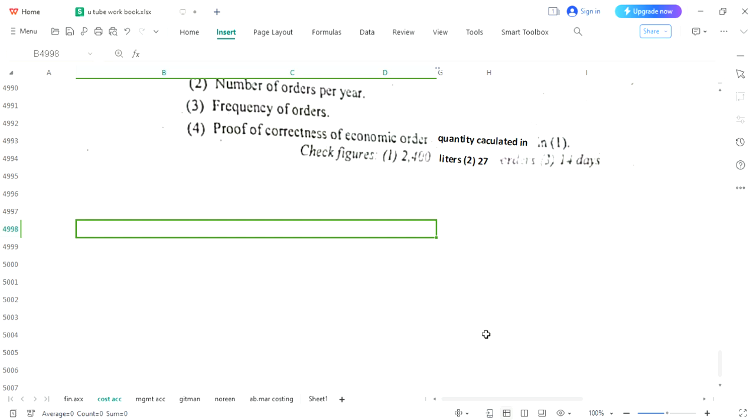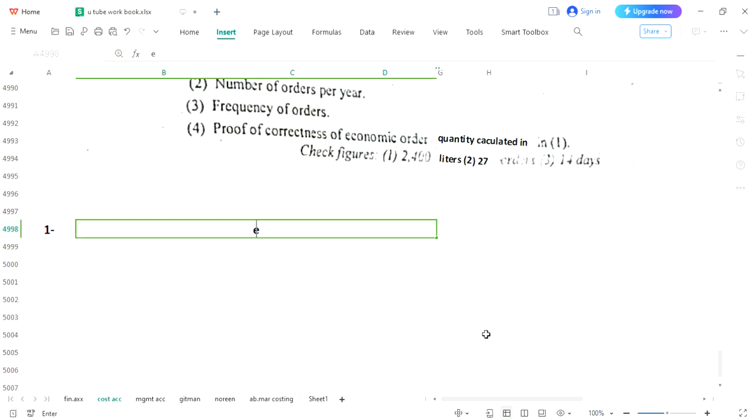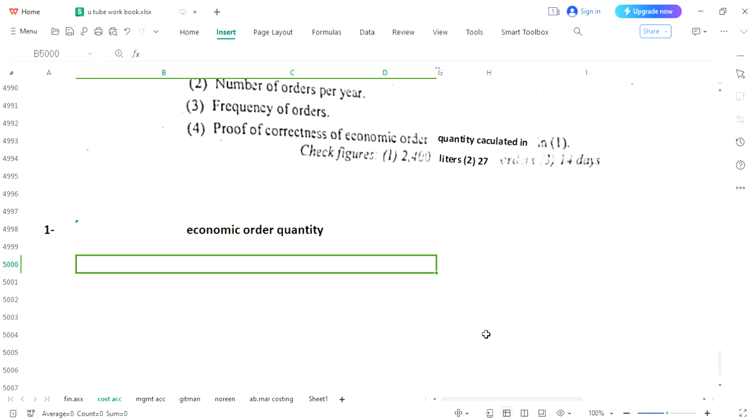The first thing which is required in the question would be economic order quantity. And for that, there are a few factors which we should keep in mind. The very first thing is annual requirement, and it is denoted by R, and we will see in the question how much it is.